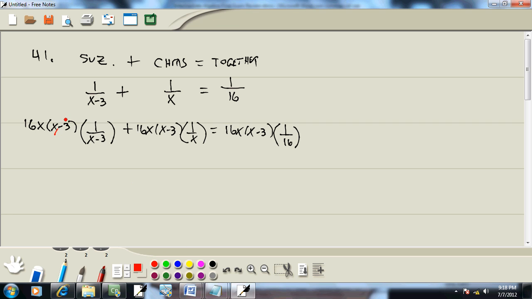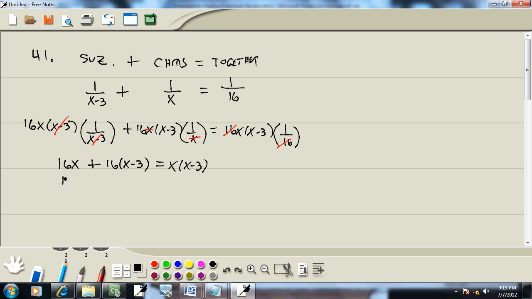Now some things will cancel here. These x minus 3's cancel on this one. The x's cancel here. And the 16's cancel here. So we're left with 16x times 1, or 16x. And here we got 16. I'll go ahead and write it out, and then I'll multiply it together in the next step. 16 times x minus 3. And over here we got x times x minus 3.